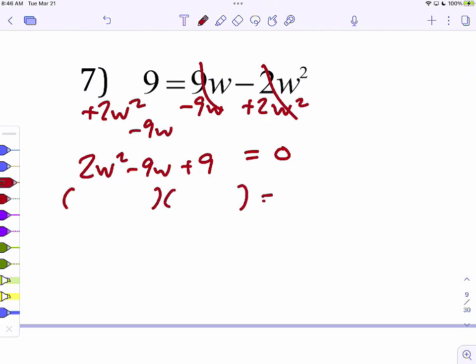This is a guess and check type factoring. This one's not a tough one. I need numbers that multiply to 2. Well, they can only be 2 and 1. It's a minus plus problem, so it's minus minus. It's either 1 and 9, 9 and 1, or 3 and 3.